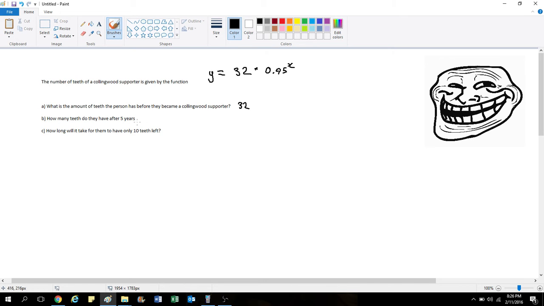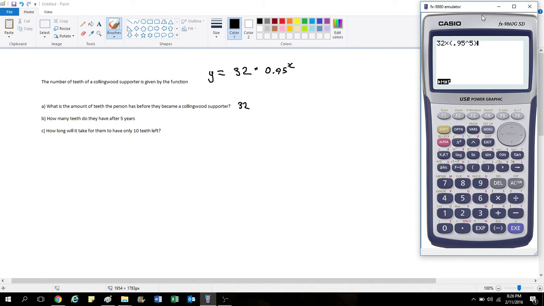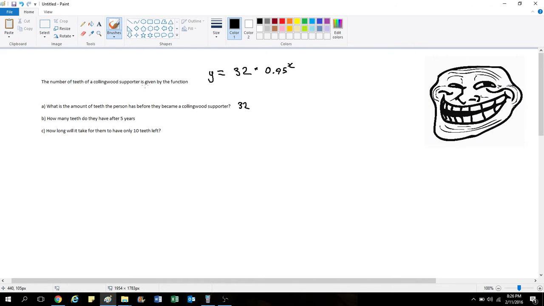How many teeth do they have after 5 years? This time is 5, so we're just substituting 5 into the equation that we're given. On our calculator, 32 times 0.95 to the power of 5 is equal to 24.76. So just after 5 years of supporting Collingwood, you only have 24.7 teeth. Your 25th one is well on the way out. We'll round that to 24.8. Now don't forget your units here, teeth.